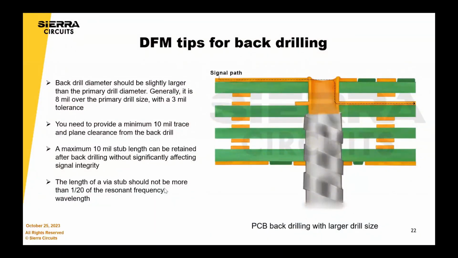Don't forget that. And then a maximum of 10 mil stub length can be retained after the back drill without significantly affecting signal integrity. But really, we can get very accurate with the back drills now. They can stop within 1 mil of the copper layer without penetrating the copper layer. Based on your layout, you can get specific design rules from us.